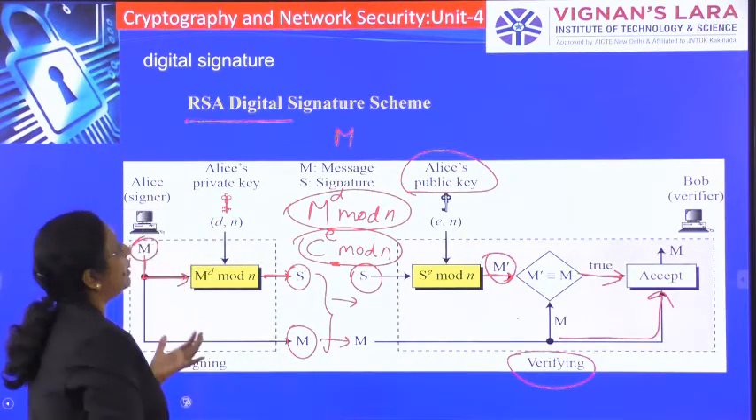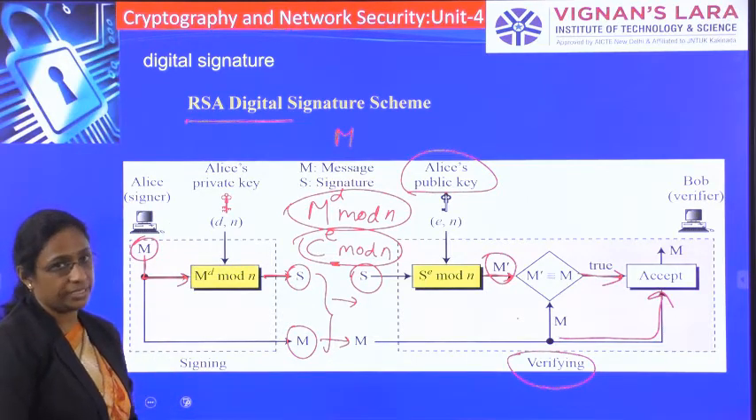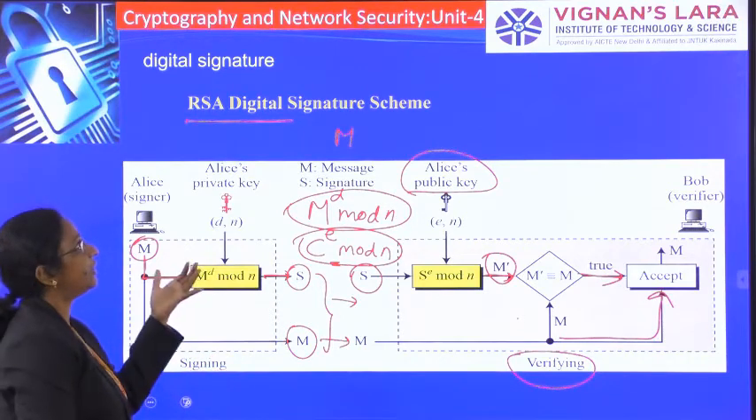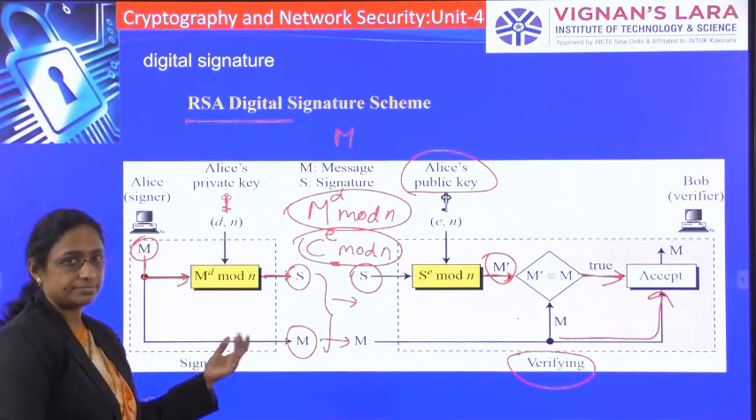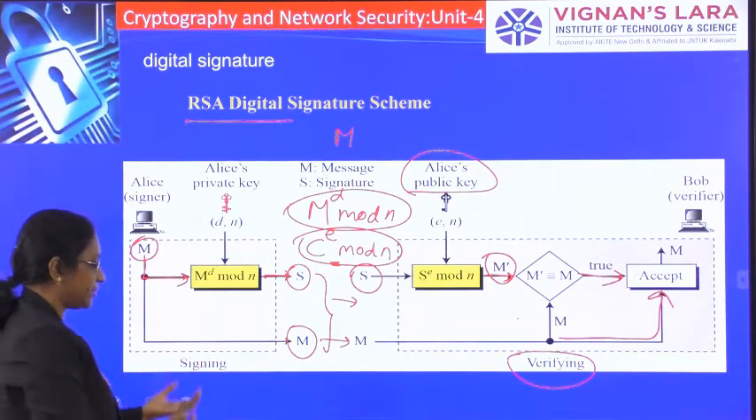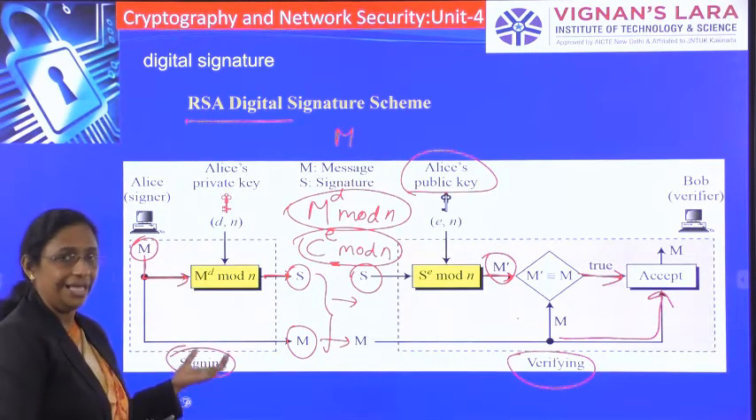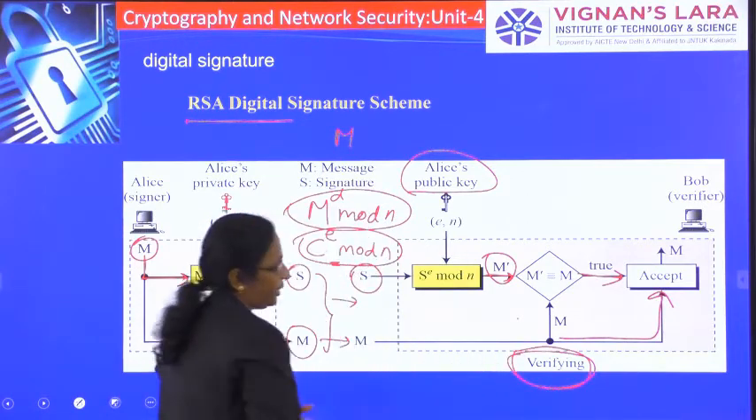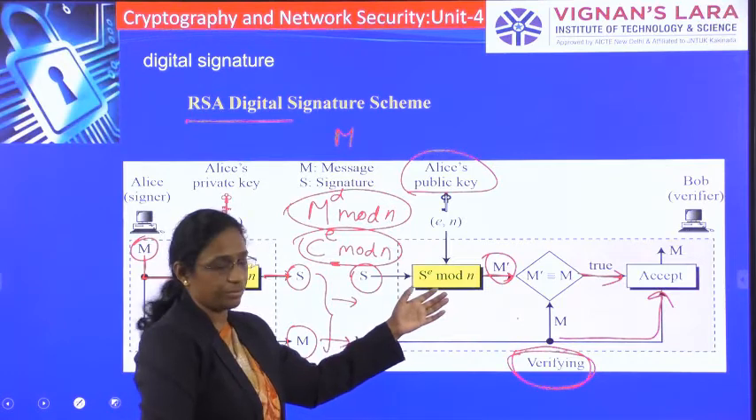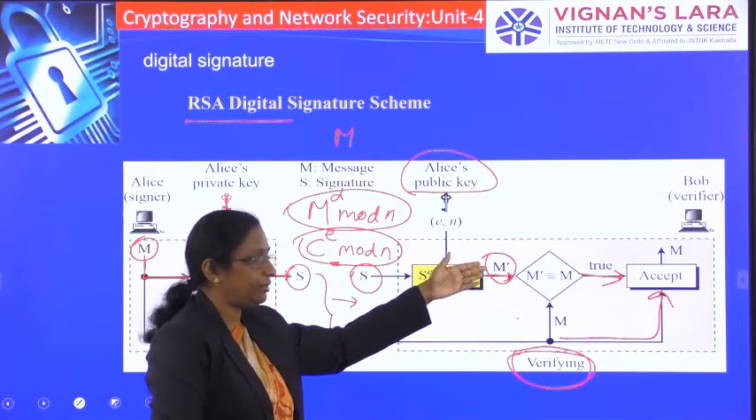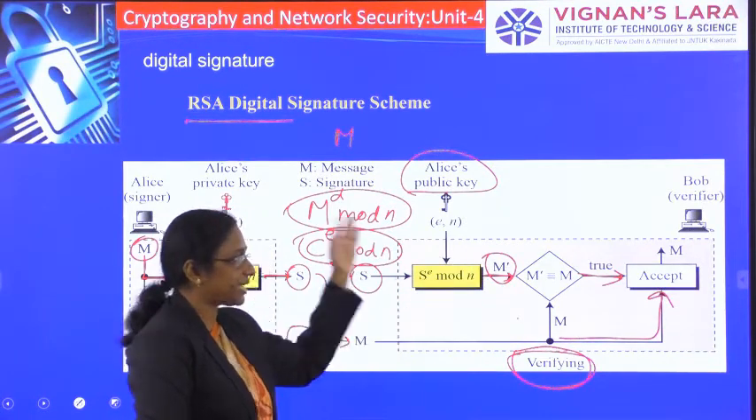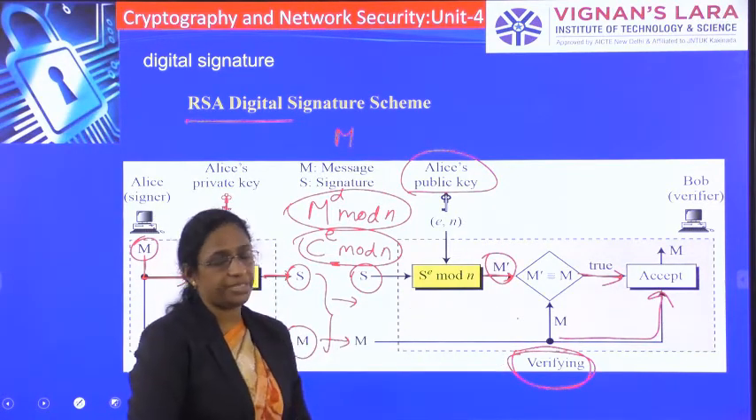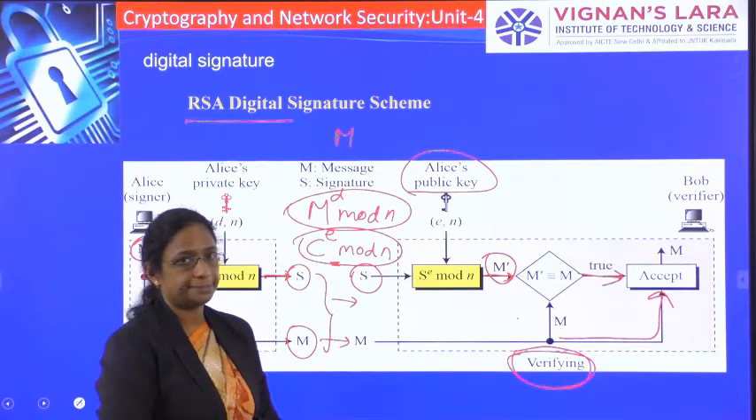So that is one RSA digital signature scheme, which uses the RSA encryption and decryption process for generating the signatures. The signing process is nothing but the encryption process, and the verification is nothing but the decryption process. After decrypting, you get a message that is compared with the original message sent by the sender. If both are the same, the message is from the original sender.